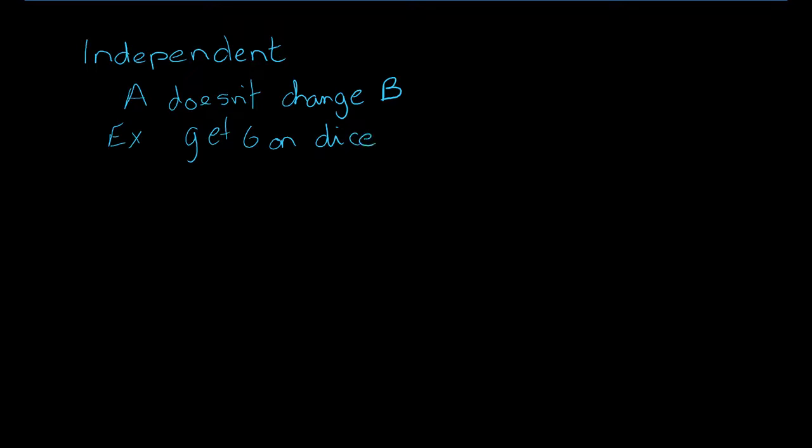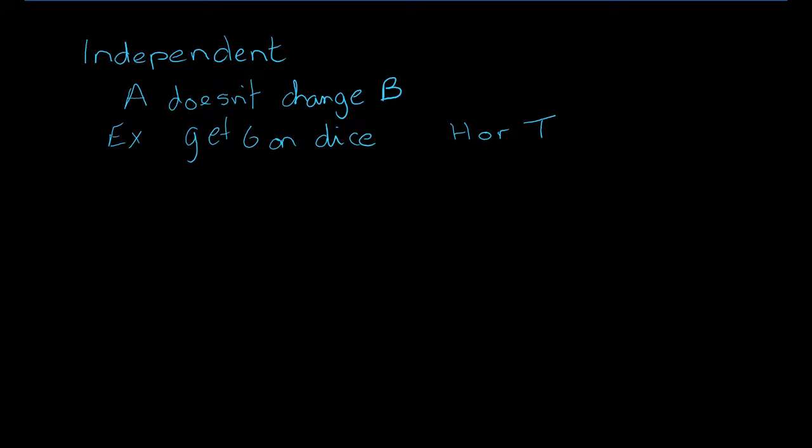Independent means that event A doesn't change or affect the probability of the event B. An example of something that would be independent would be if we were to roll a dice and then toss a coin. If we were to get a 6 on the dice, that would have no impact on whether or not we got a head or a tail when we toss the coin. It just doesn't affect the probability.